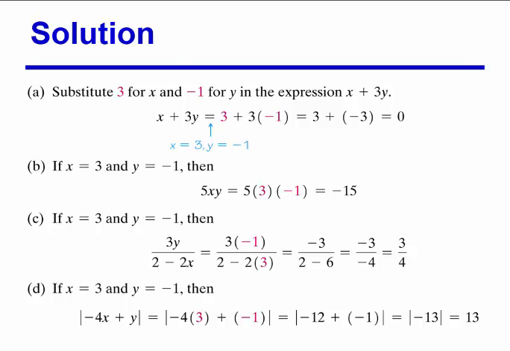For c, we have 3 times negative 1 divided by 2 minus 2 times 3, which gives us 3/4. And then for d, we get the absolute value of negative 4x plus 3y, which is the absolute value of negative 4 times 3 plus 3 times negative 1. And then we get 15.